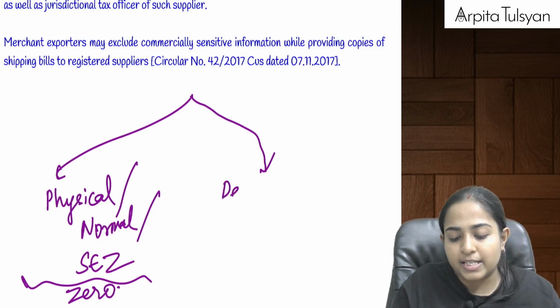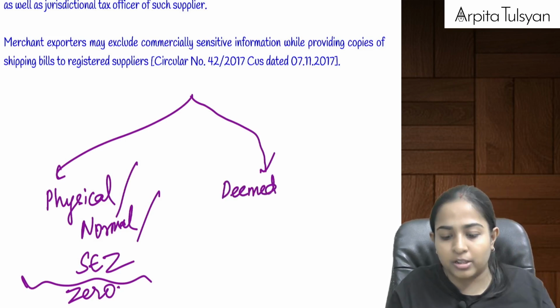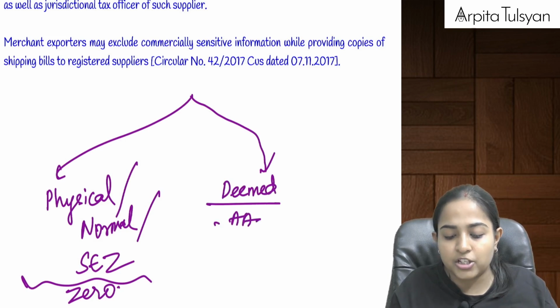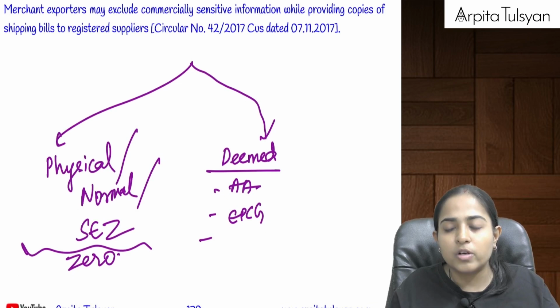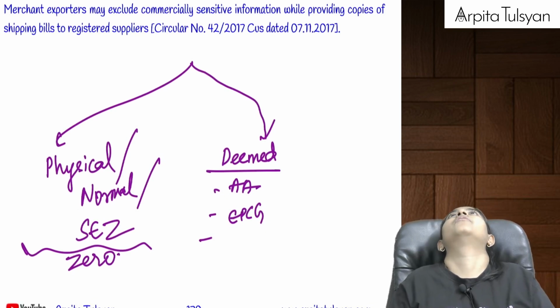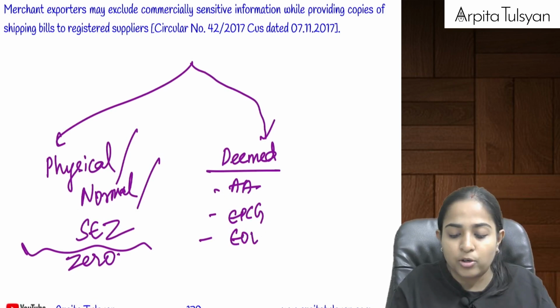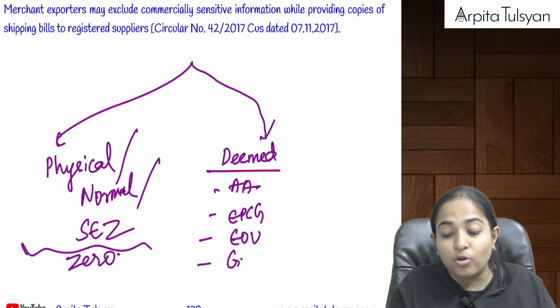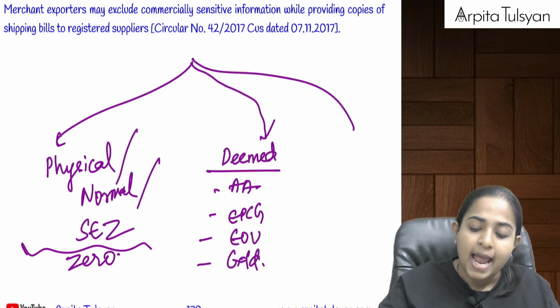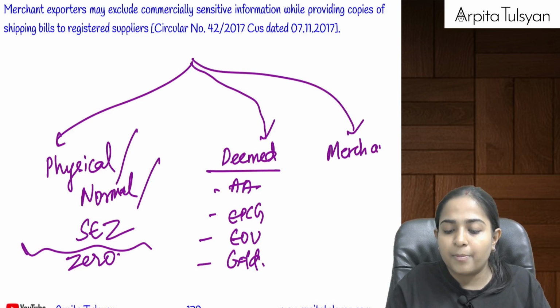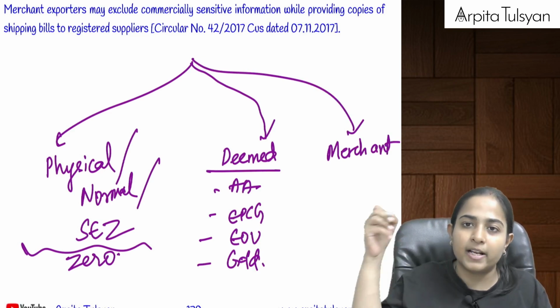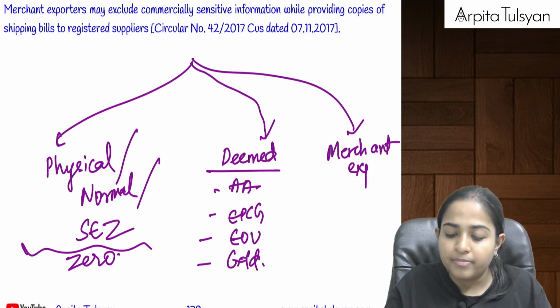Okay, next one is your deemed export. Deemed export were those four things. Advanced authorization was first one. Next one, capital goods under EPCG scheme. Third one was what? Supply to EOU, and the fourth one was gold under advanced authorization, and the last one is going to be your merchant exports. Okay, merchant exports is manufacturer to exporter, exporter to outside India. Are you clear with this?